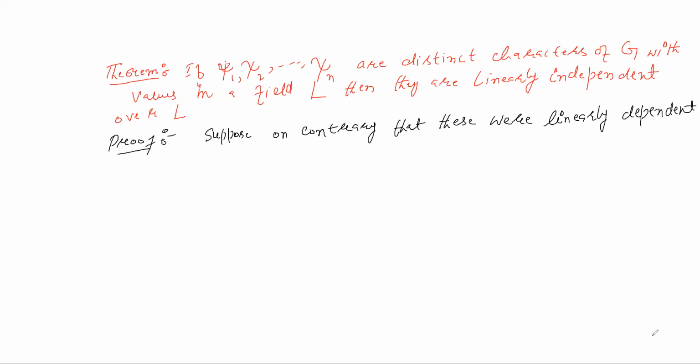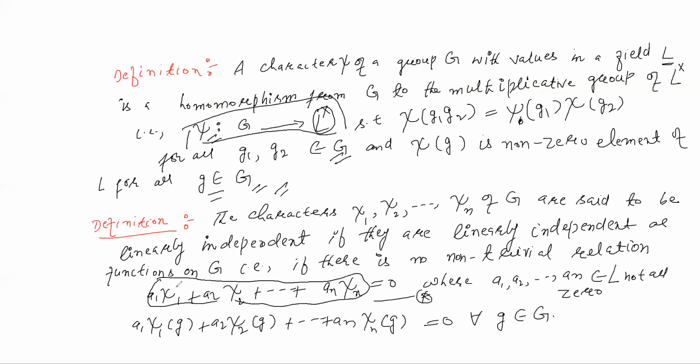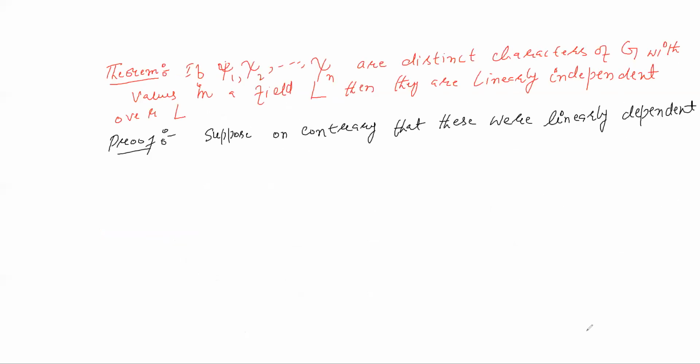So this means what? If they are linearly dependent, it means there are non-trivial relations of the type star. So among all the non-trivial relations of the type star, choose one with minimal number of non-zero coefficients.